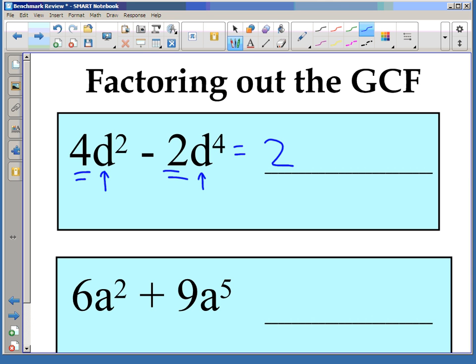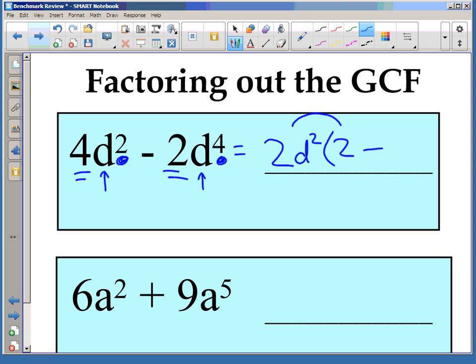The number 2. And then for the d, we want to get the lowest exponent that goes into both of them. In this case, it would be a d squared. So since d squared goes into 4d squared, we just need to know what number you'd multiply by to turn 2d squared back into 4d squared. And that's a 2. If you distribute there, you'd have 2d squared times 2, that's 4d squared.